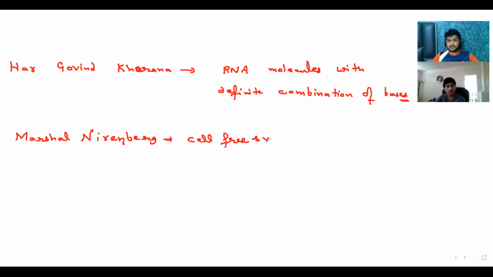Cell-free system. You just need to remember only these lines because you don't have to study all these scientists in very much detail, but you should know the names because these are very famous scientists in the field of genetics. So Nirenberg's cell-free system for protein synthesis helped in reading the code, or you can say deciphering the code.